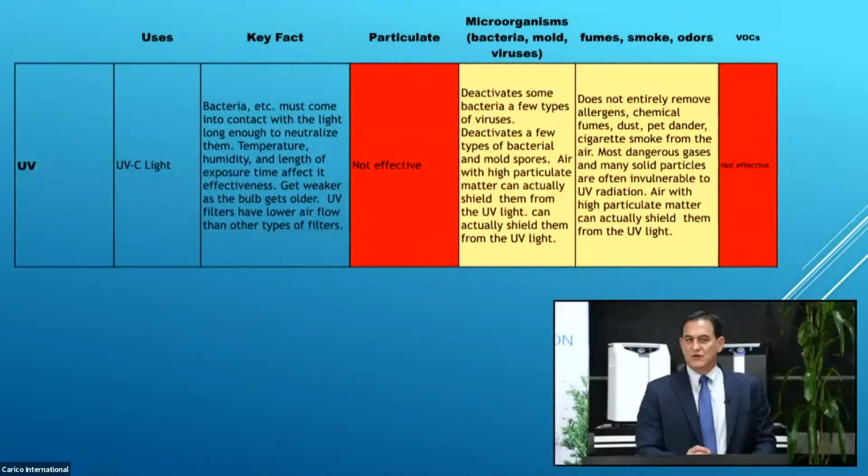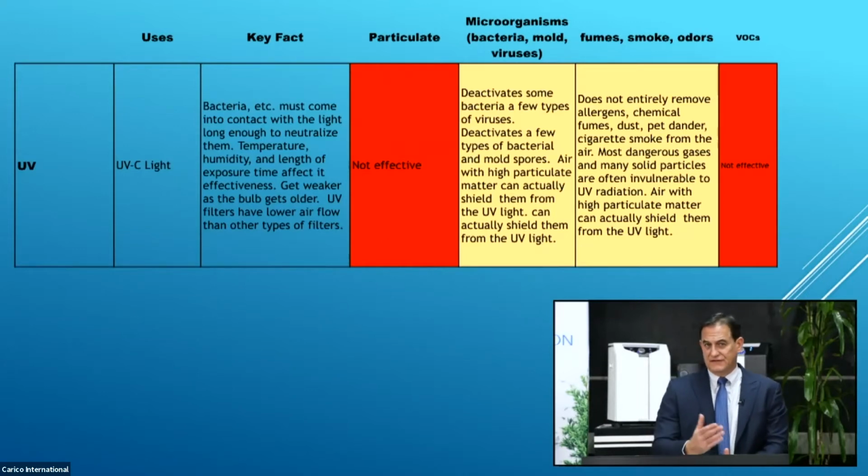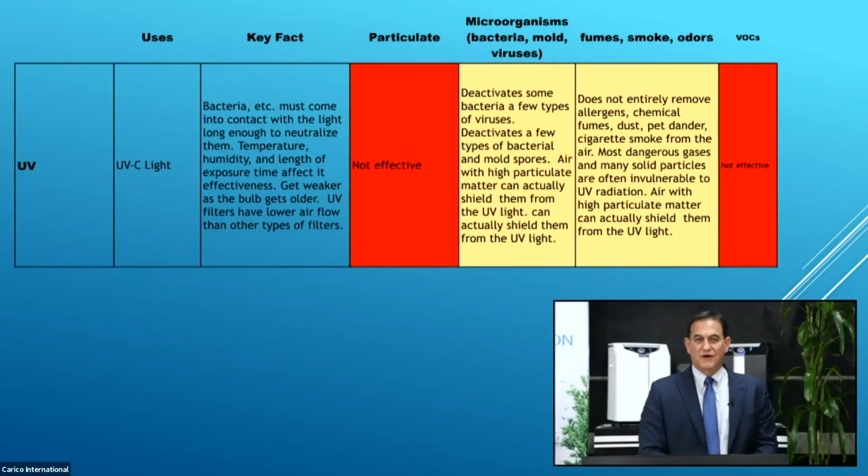It does work against some bacteria and viruses, but not all of them. It works on some of the bacteria and mold spores, but again, it's not effective against all of them. It doesn't really remove allergens. It is effective against smoke and some other things, but it's not comprehensive. And the last contaminant we're concerned about is VOCs. It really doesn't affect them at all. It's not effective. So out of the four categories we're concerned about, a UV light doesn't work on two of them, and it sort of works on two of them, okay?